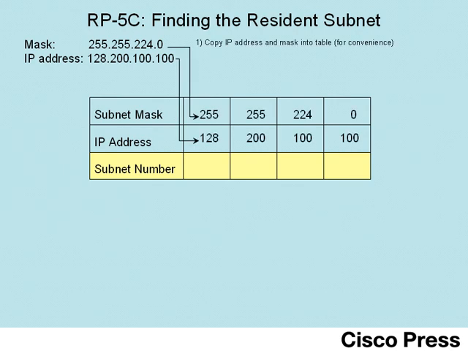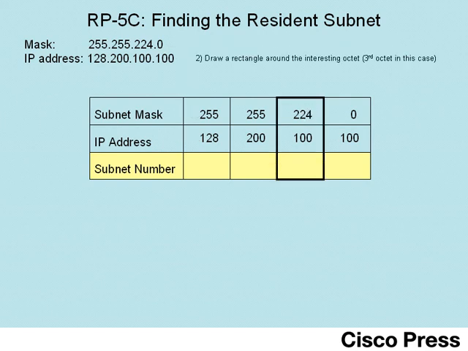Now here at step 1, we simply copy the mask and IP address into the table. Then at step 2, we draw a rectangle around the interesting octet. Now the interesting octet is identified by the subnet mask octet whose value is not a 255 nor a 0. In this case, it's the third octet with mask value 224.